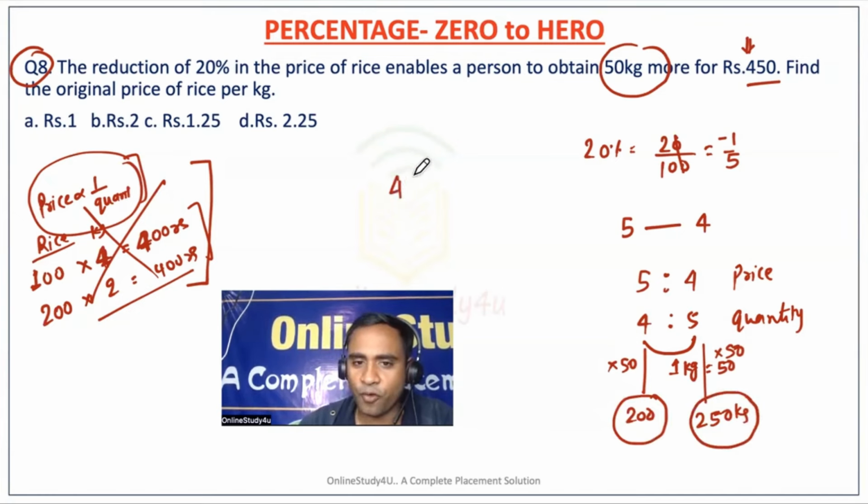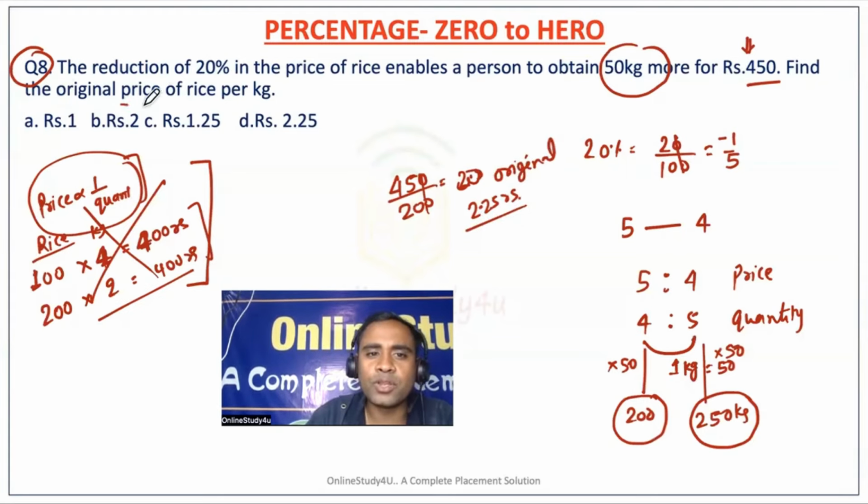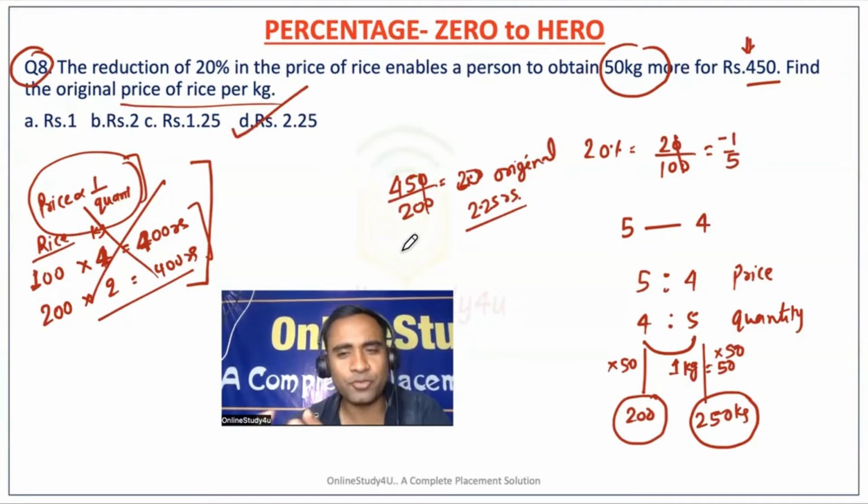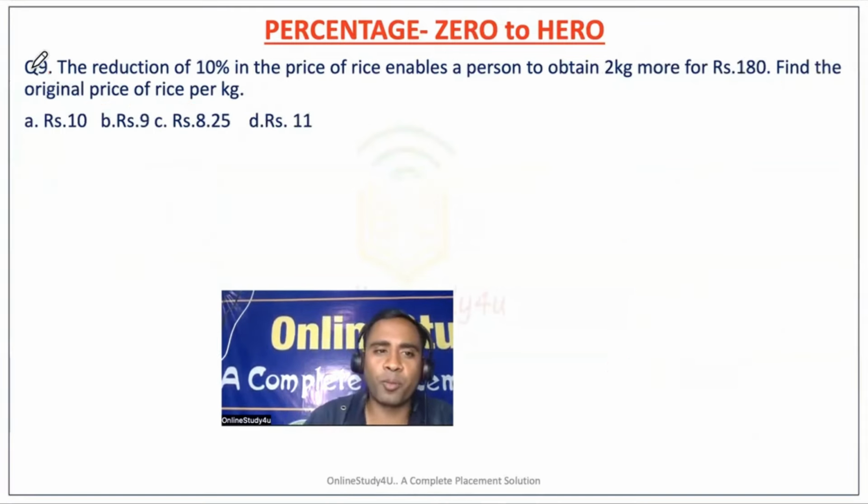So earlier in 450 rupees, the person was buying 200 kg, right? That means it is nothing but 450 by 200, which is 2.25 rupees. So the original price was 2.25 rupees. And what they're asking is the original price of the rice. So it is option D, 2.25, right? I hope it will be clear to you. If not, one more problem is there.